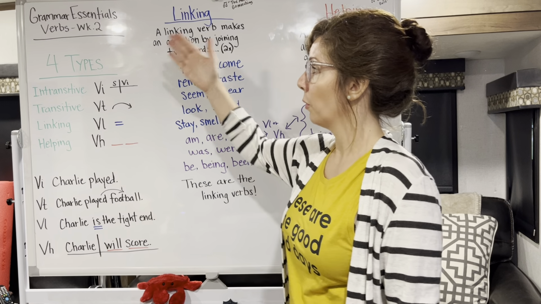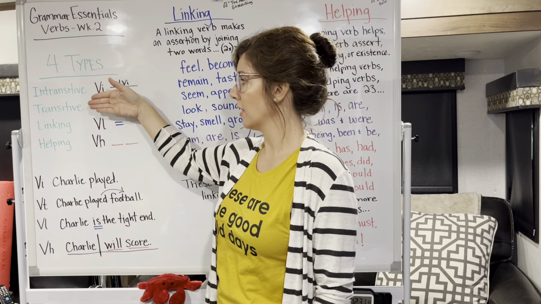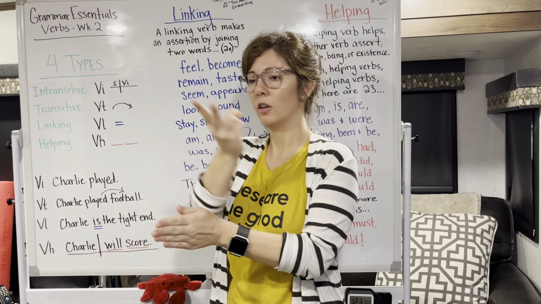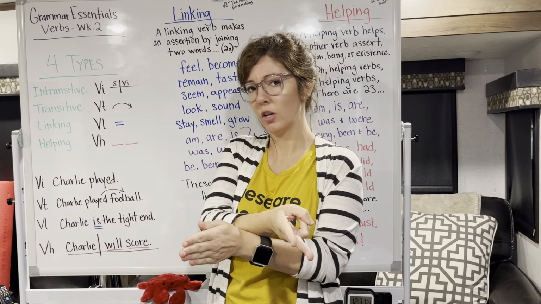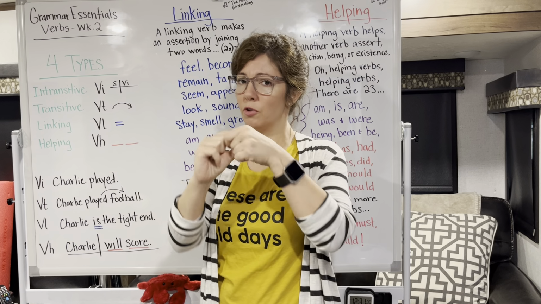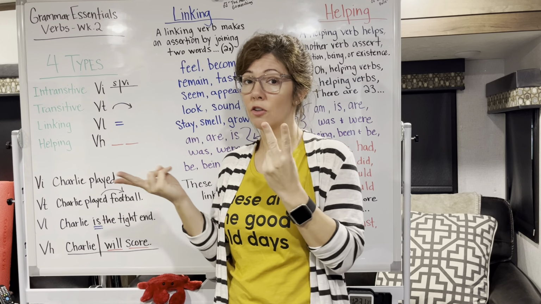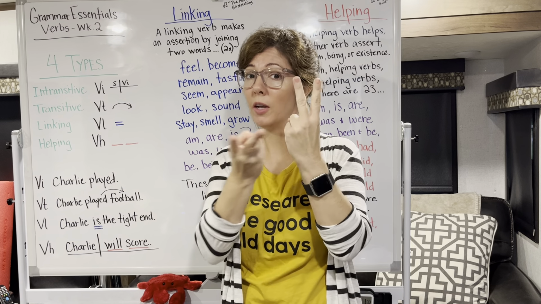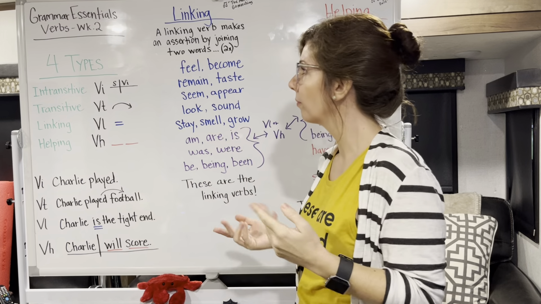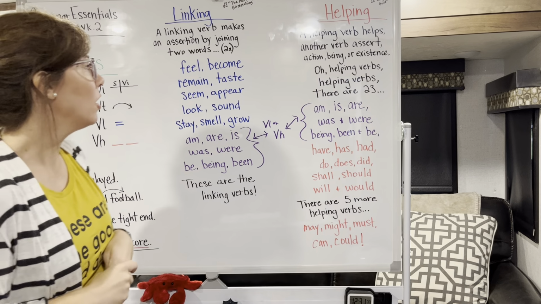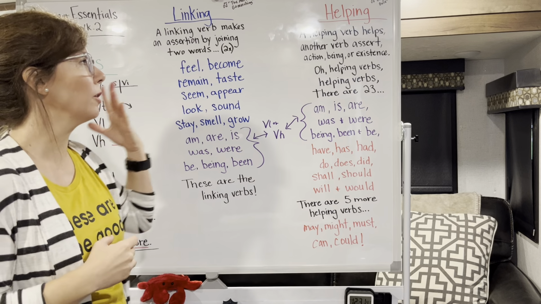So, 4 types. Intransitive, transitive, linking, and helping. Intransitive, transitive, transferring action. Linking, bringing those 2 things that could swap places together. Helping, 2 verbs. 1 here and 1 coming to help. 4 types. Okay? Now we're going to do our songs to help us remember our linking verbs and our helping verbs.